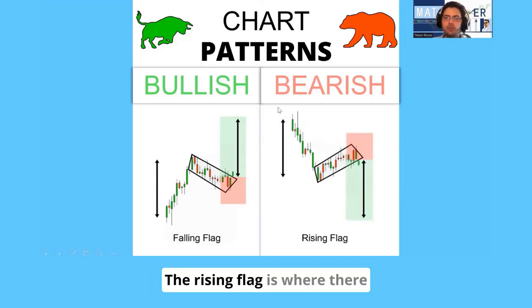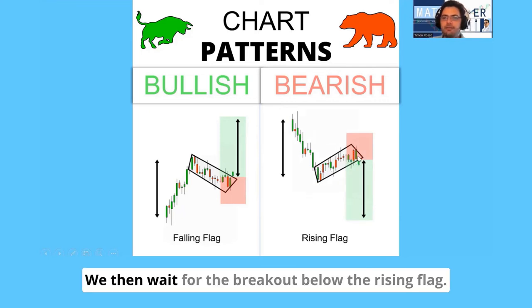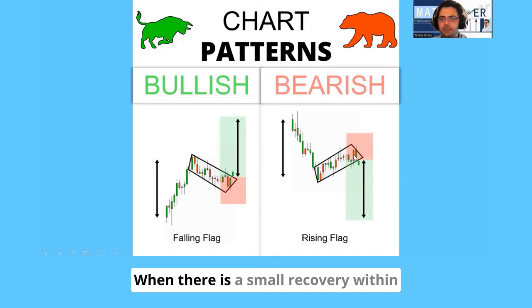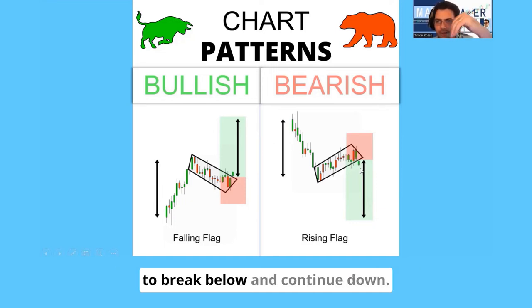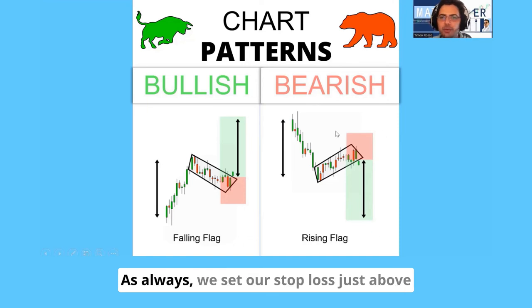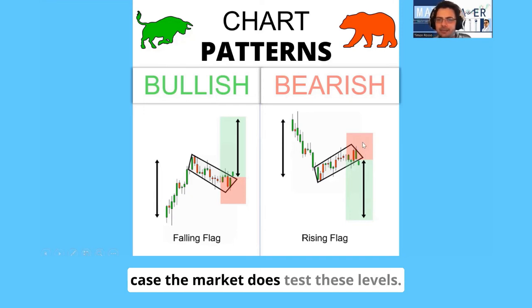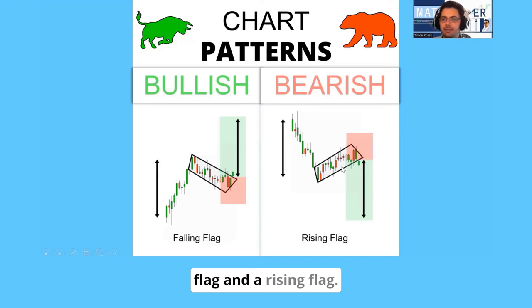The rising flag is where there is a downward trend line. It then forms a rising flag with the price. We then wait for the breakout below the rising flag, and then we expect the price to continue down. When there is a small recovery within the bigger downtrend, we expect the price to break below and continue down. As always, we set our stop loss just above the formation so that we can give leeway in case the market does test these levels. So that's the difference between a falling flag and a rising flag.